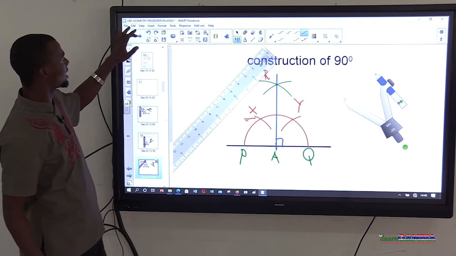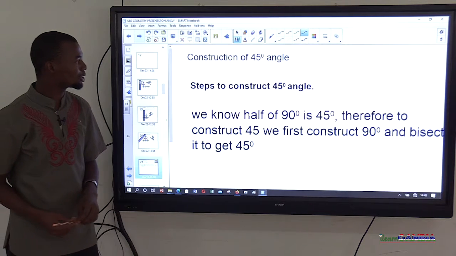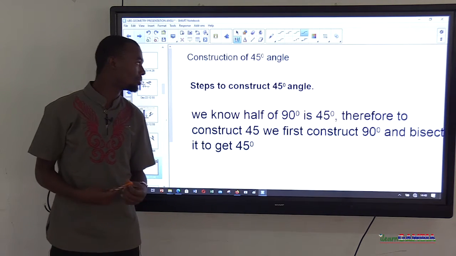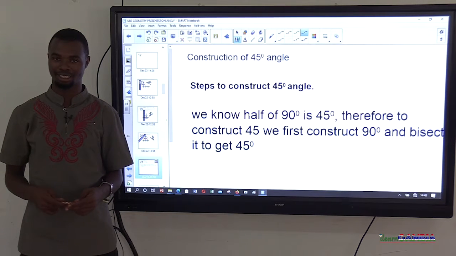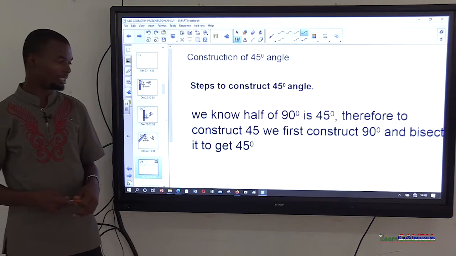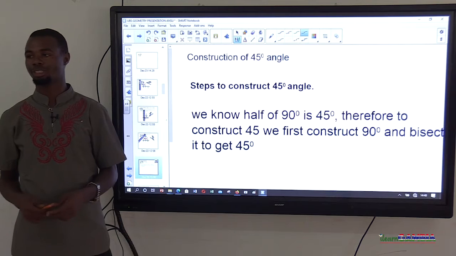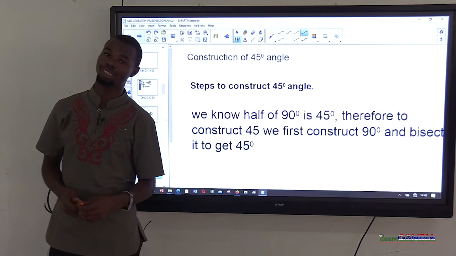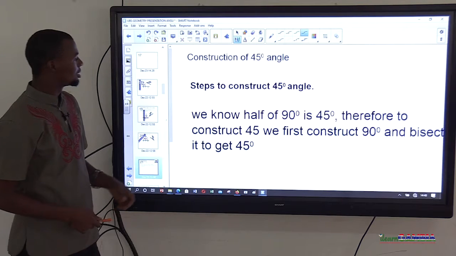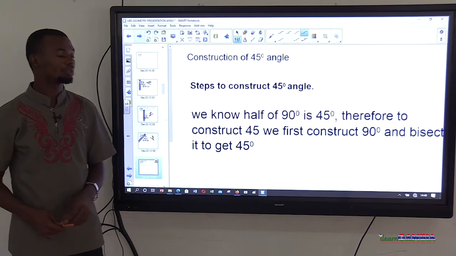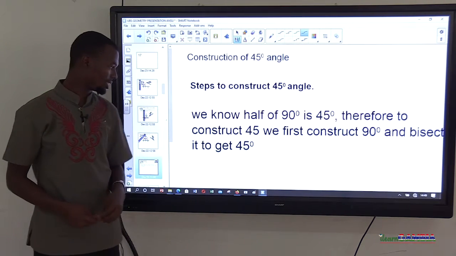We go to the next slide. Construction of angle 45 degrees. How do we construct 45 degrees? That one is too easy. Having constructed 90 degrees, it is going to be very easy to construct 45 degrees. We have steps to construct 45 degrees.